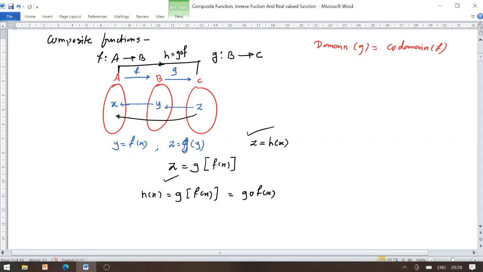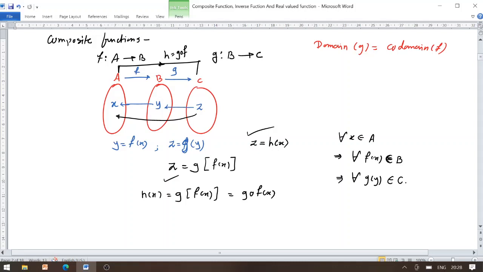So keep in mind here, for all x belonging to the domain of the function f, that is A, that implies for all f of x belonging to the range of f, which is within the set B, or the codomain of the function f, that is B. And that implies now for all, g of y must belong to the codomain of the function g, that is the set C.